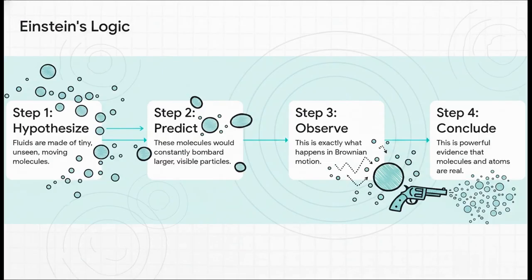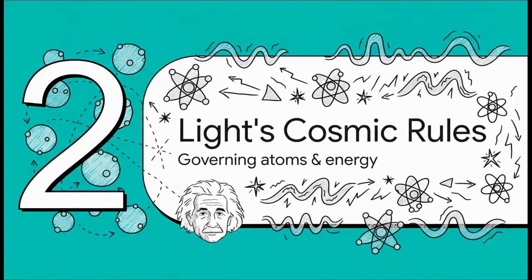First, he said, let's guess that a fluid, like water, isn't some smooth, continuous thing, but it's actually made of zillions of tiny, constantly moving molecules. Okay, step two, he predicted that these invisible molecules must be constantly smacking into any larger particles, like grains of pollen. And three, he pointed out that this is exactly what we see, that random jittery dance of Brownian motion. It was the smoking gun. The jittering wasn't just noise. It was the echo of an entire invisible world of atoms. So, boom, Einstein helps prove atoms are real, but he was just getting started.